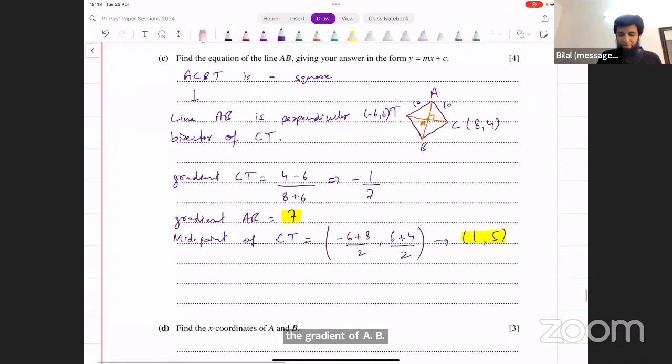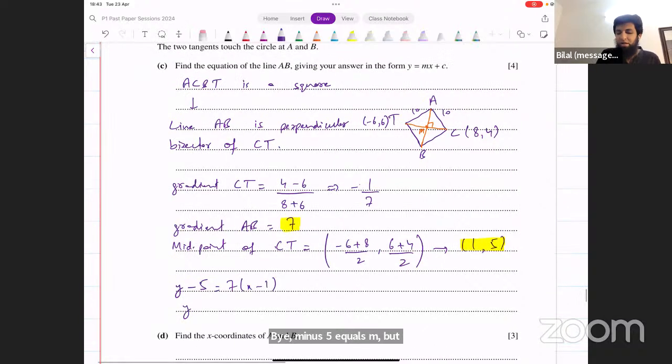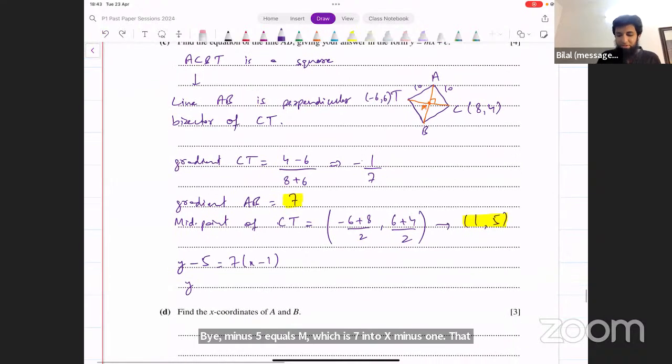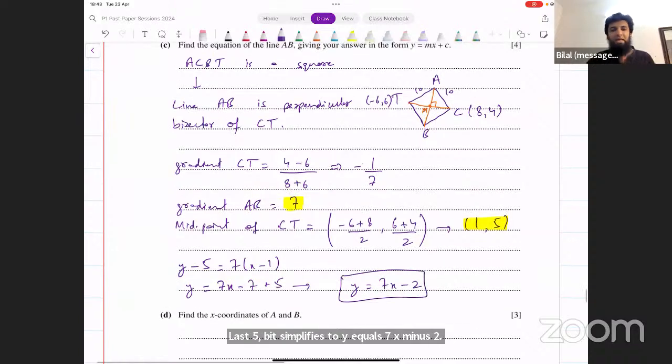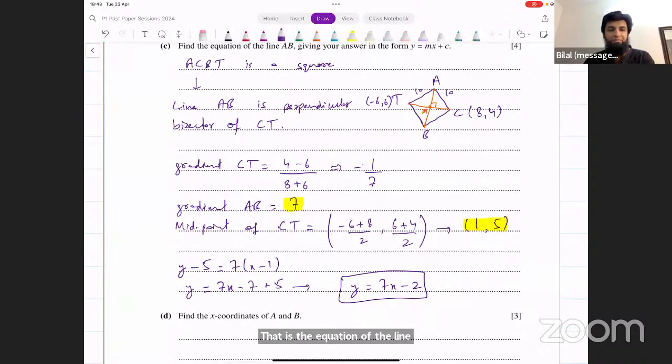We can say the equation of AB is y minus y1, that's y minus 5 equals m, which is 7, into x minus 1. And since they want your answer in the form y equals mx plus c, we can say that's y equals 7x minus 7 plus 5, which simplifies to y equals 7x minus 2. That is the equation of the line that we were looking for.